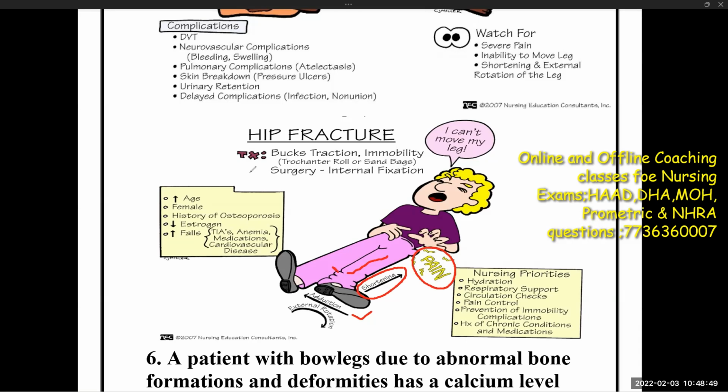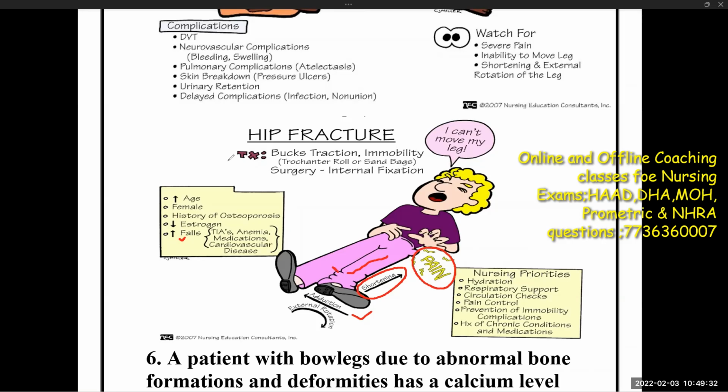Fine. And the basic reason for hip fracture: one is old age and female, history of osteoporosis, and the basic reason for osteoporosis is decreased estrogen, and the patient had a fall. Okay, so how do we manage hip fracture? Surgery if possible, otherwise other management like hydration, respiratory support, circulatory check, pain control, prevention of immobility complications, and treat chronic conditions and with medications. Okay, so sign of hip fracture, please remember.